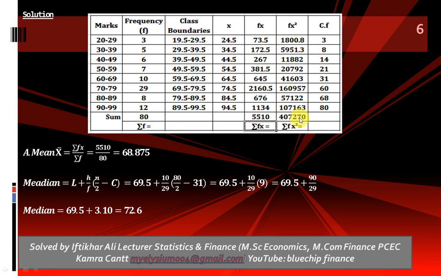So now one by one we can calculate the different measures. First of all, arithmetic mean equals sum of fx over sum of f, which equals 68.875.